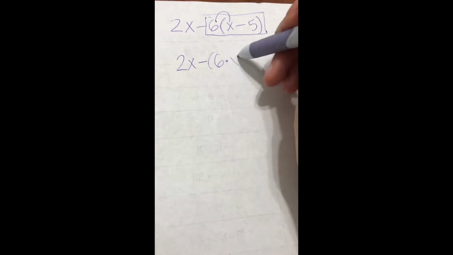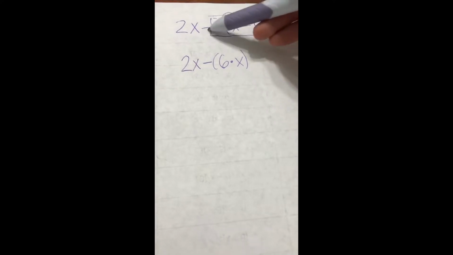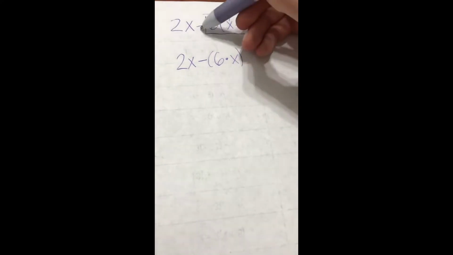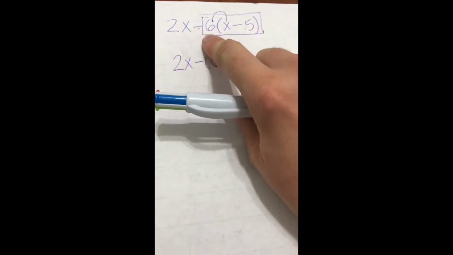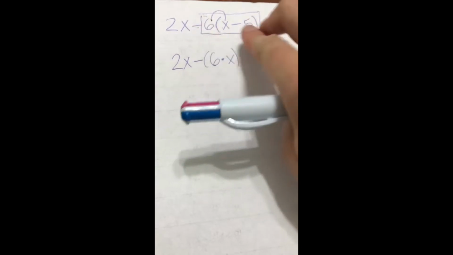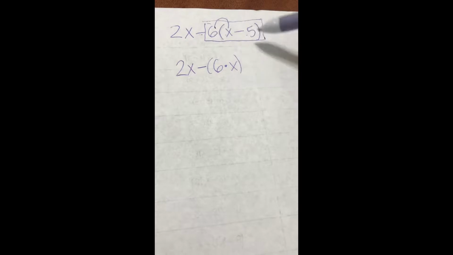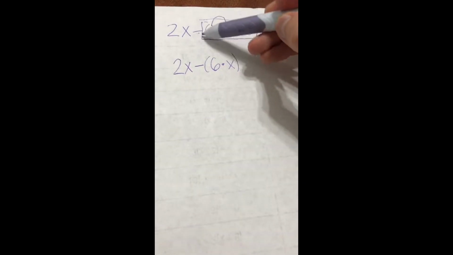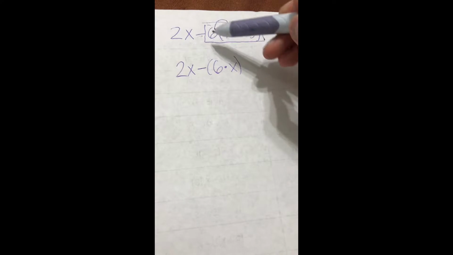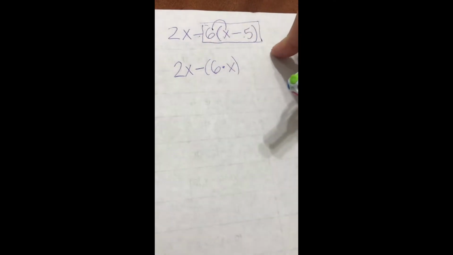So outside times inside, 6 times x. Now the important thing to note is that we have two subtraction symbols here. This subtraction symbol is not just saying minus 6. All of this is together in one group. We're multiplying it, and multiplication comes before subtraction. So all of this here needs to stay together. So I'm subtracting all of this together as one group. So everything I do in this section here needs to be subtracted because I'm subtracting everything.